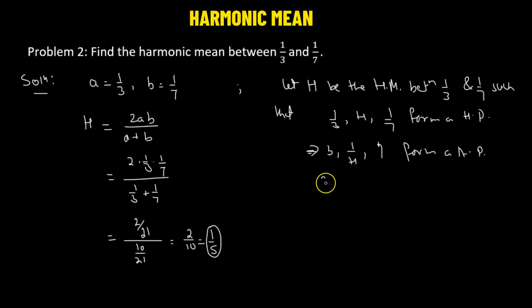If it is forming an arithmetic progression, then 2 times the middle term, so 2 over H, must be equal to the sum of the extreme terms. That means 3 added to 7. So 2 over H equals 10. So H is simply equal to 2 over 10 or 1 over 5. So either way, we get the same result. Let's try to understand harmonic mean with the help of a few more problems.